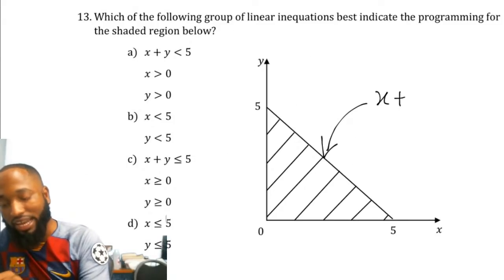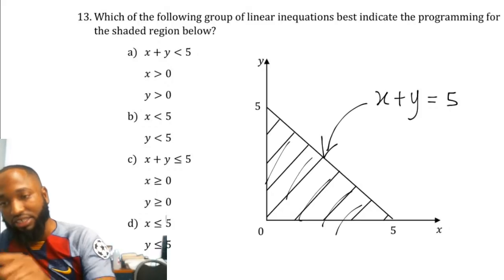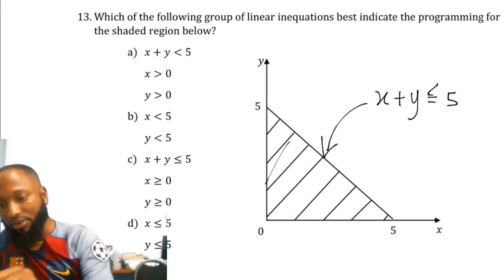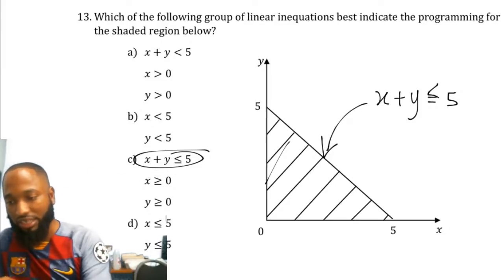x plus y equal to 5 is this line. So less than, because it's underneath. So x plus y is less than or equal to 5. So you're talking about this region here. And what do these things here mean? It just means that it's a positive number, more than 0. That's this.